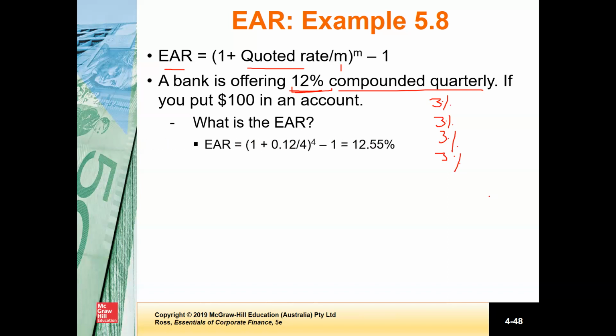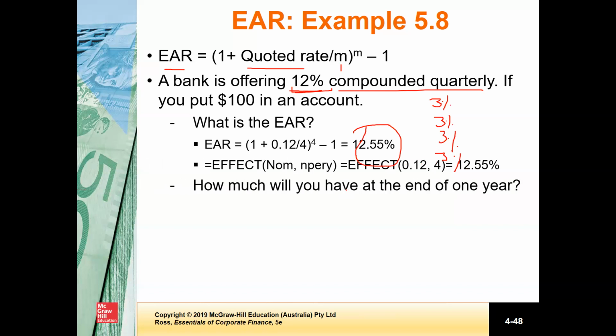So what is the effective rate? The effective rate is 1 plus the quoted rate, which is 12%, divided by 4, because there are 4 quarters in a year, to the power 4. And if you work it out, it is 12.55%. Now you see that your quoted rate was 12%. However, your effective annual rate is 12.55%. This additional return you get is due to the quarterly compounding instead of yearly compounding. Now, if it is monthly compounding or weekly compounding, the effective rate will be even higher.